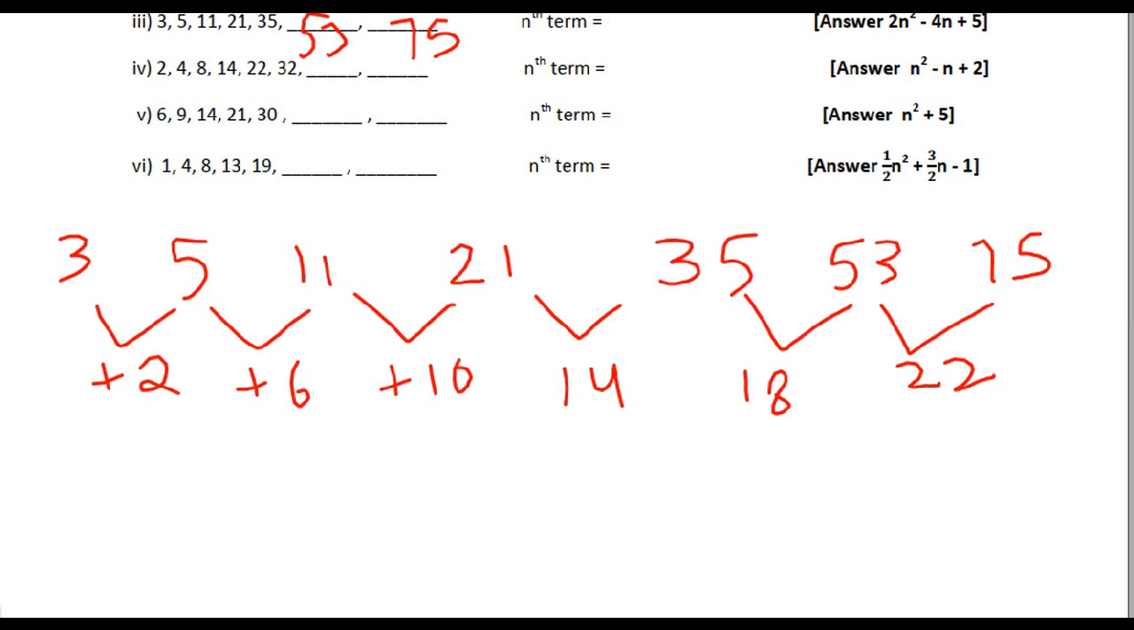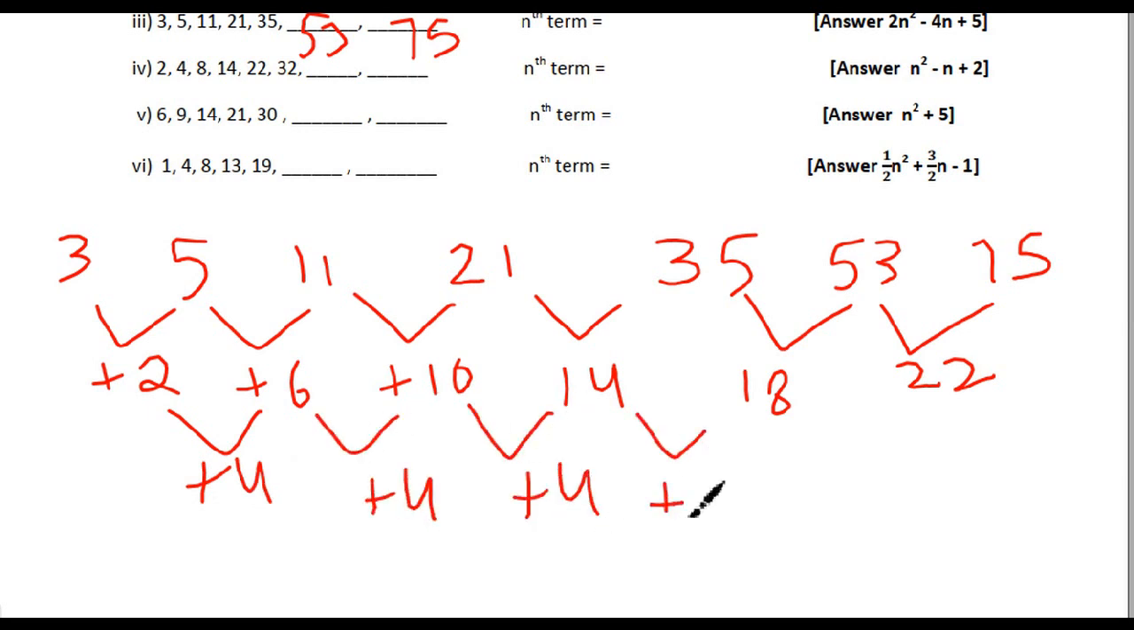Now notice that we're adding 2, then 6, then 10, then 14, then 18, then 22. What is the relationship between these numbers? We're adding 4 every time. So that is why this kind of sequence is called the second level common difference.